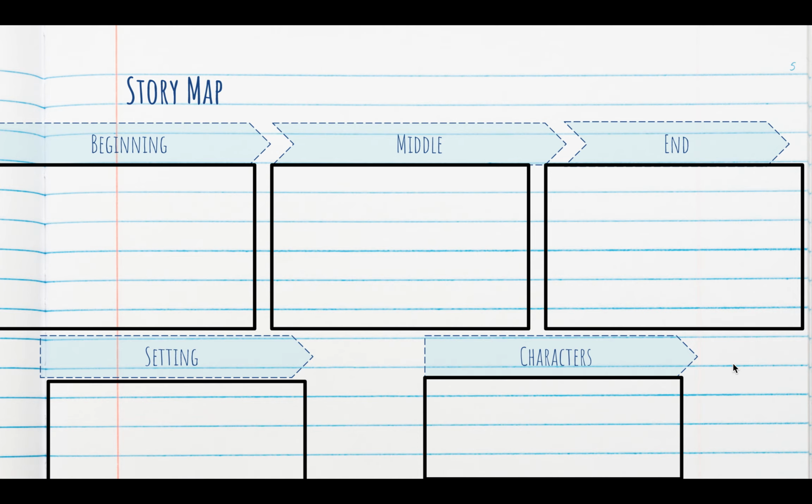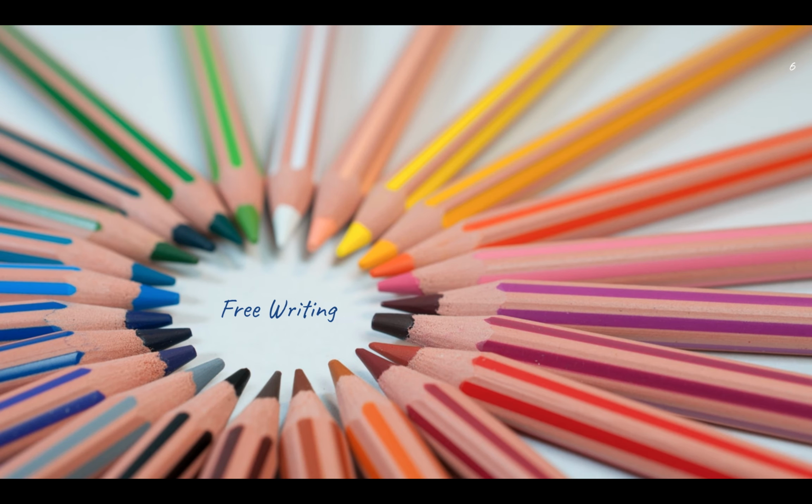And your characters matter too. I'm assuming that most of you will be a character in your own story, but if it's at a swim meet, your swim coach might be there. Your parents might be there watching you, or your siblings. So those are important to have there just so it's all laid out for you so you don't miss any details. Free writing is another idea.